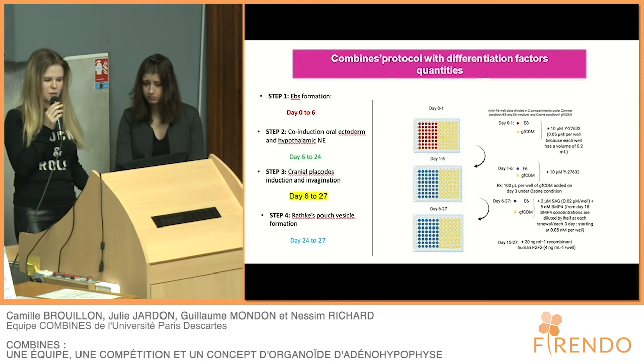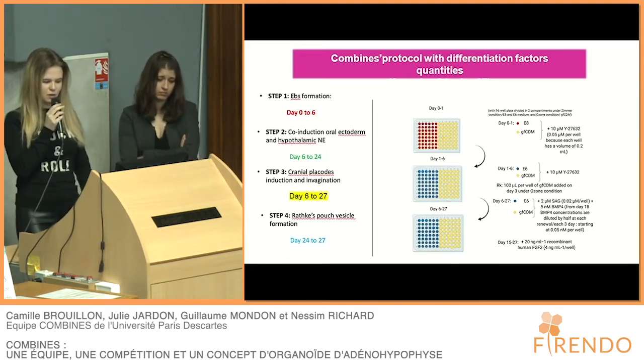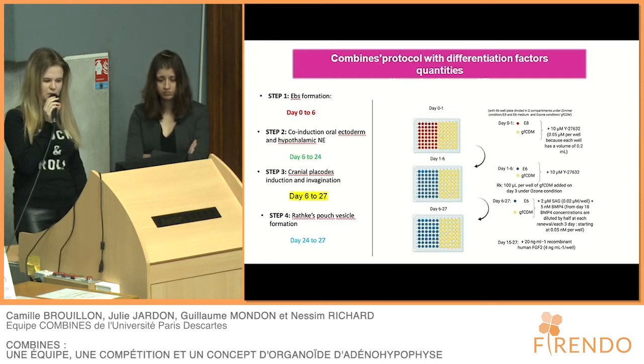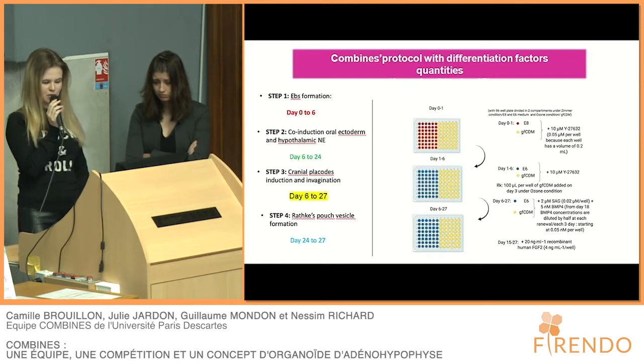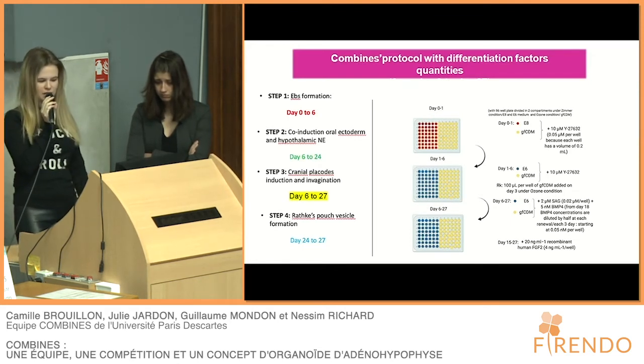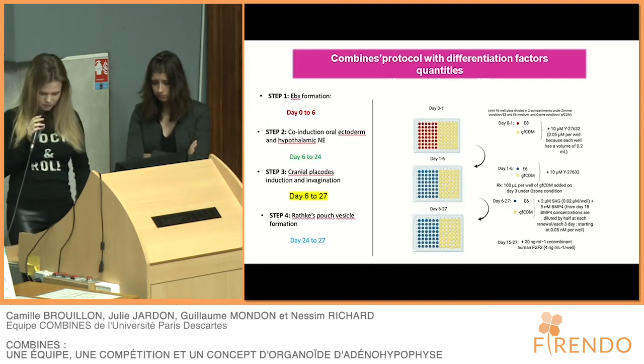The first one is the creation of the embryoid bodies. Step 2 is the co-induction of oral ectoderm and hypothalamic neuroectoderm with BMP4. Step 3, the cranial placodes, and step 4, finally, the creation of the vesicle.